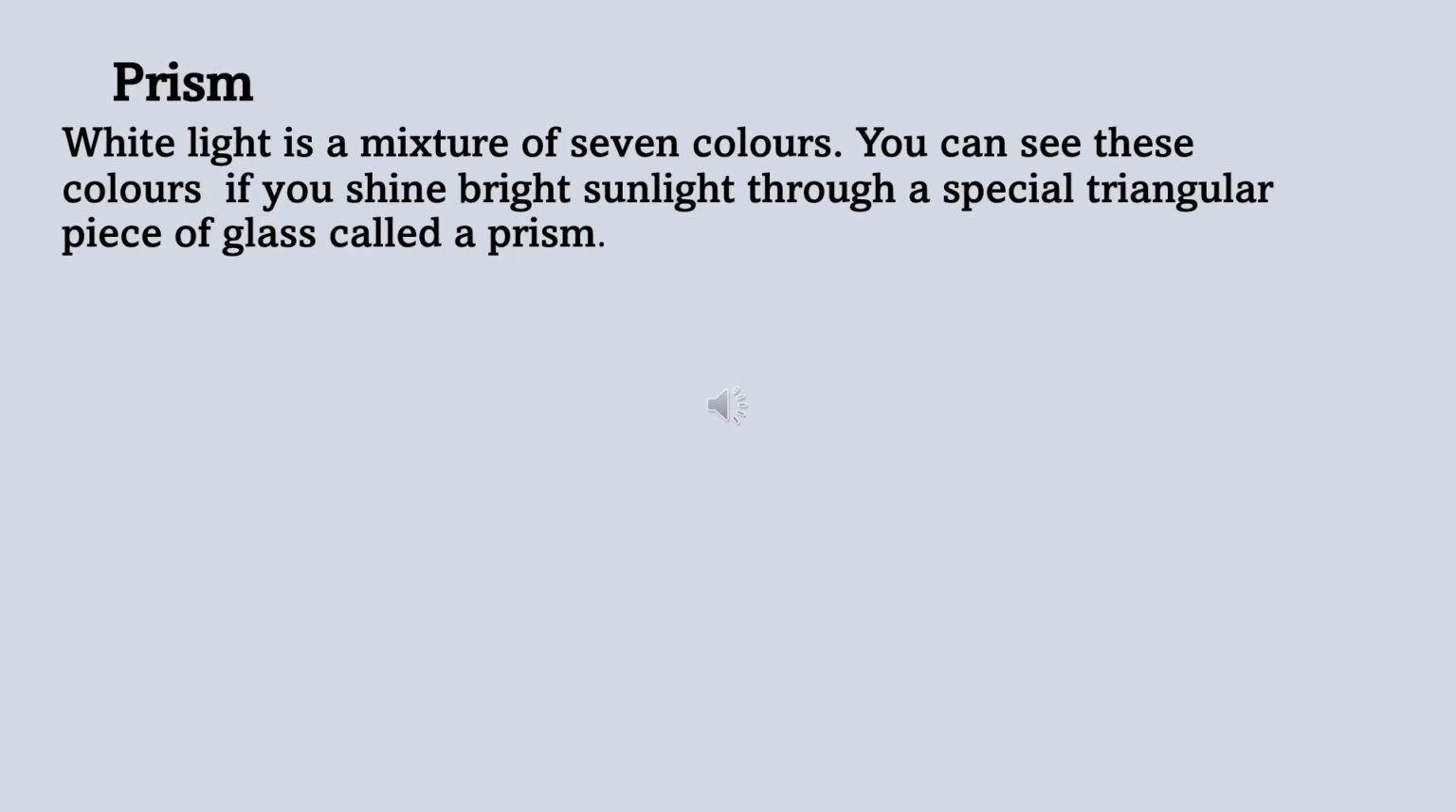Now, white light is a mixture of seven colors, and you can see these colors if you shine bright light through a special triangular piece of glass that is called a prism. When white light passes through a prism, it separates into seven different colors, and these seven colors are violet, indigo, blue, green, yellow, orange, and red.